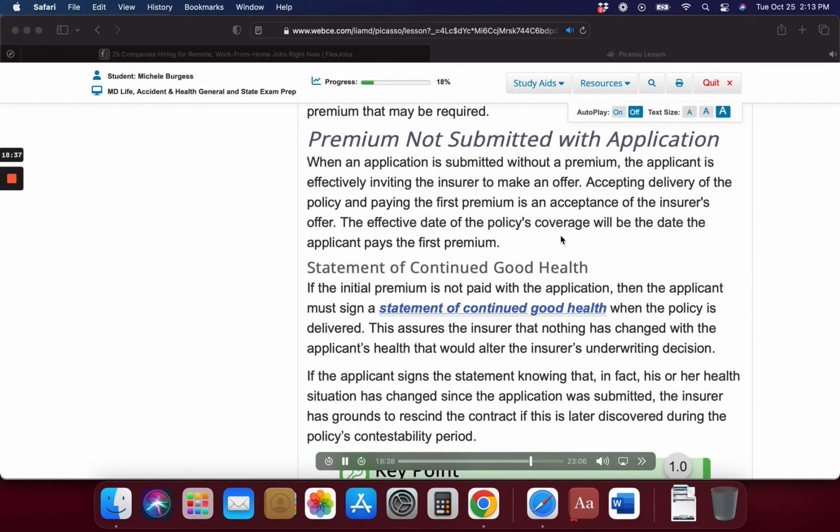Premium not submitted with application. When an application is submitted without a premium, the applicant is effectively inviting the insurer to make an offer. Accepting delivery of the policy and paying the first premium is an acceptance of the insurer's offer. The effective date of the policy's coverage will be the date the applicant pays the first premium.